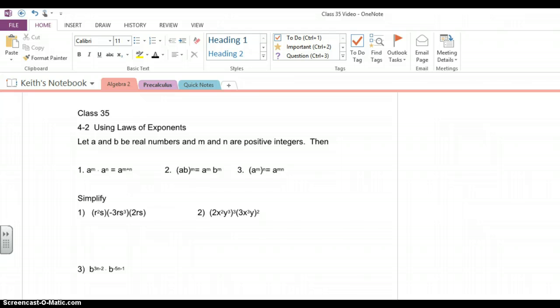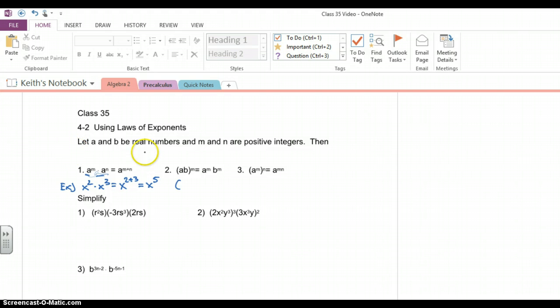We'll do two sections. The first section, 4-2, is using the laws of exponents. Basically, what you need to remember is if you're multiplying two things with the same base, for example, x squared times x to the third, that you add the exponents. So it's x to the 2 plus 3, which is equal to x to the fifth.